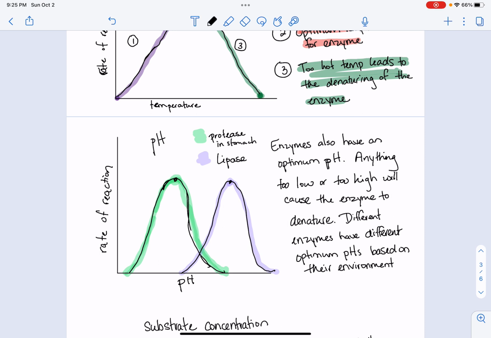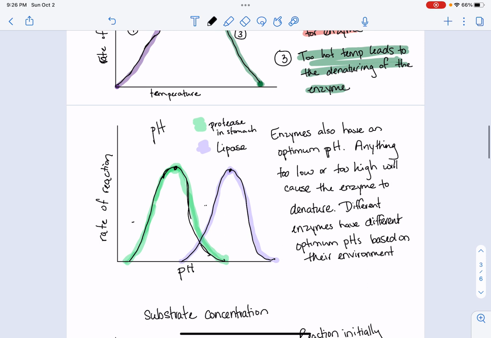Same thing as with temperature, although it happens on both ends of the spectrum. If the pH is too acidic or too basic, then the enzyme will denature. Again, it will be destroyed because the active site and the enzyme itself will lose shape, so the substrate can no longer bind to the active site. So too high or too low pH will cause the enzyme to denature. So that's pH.